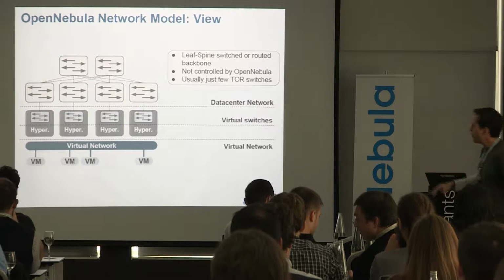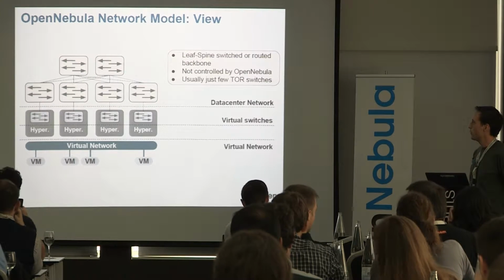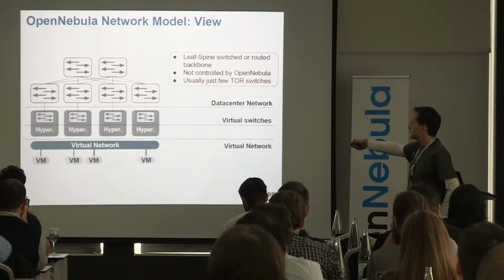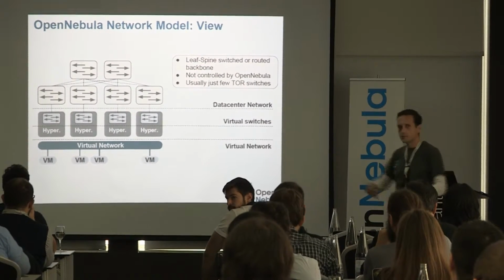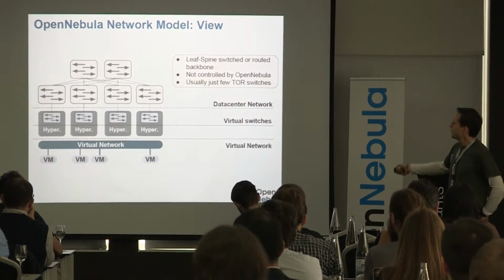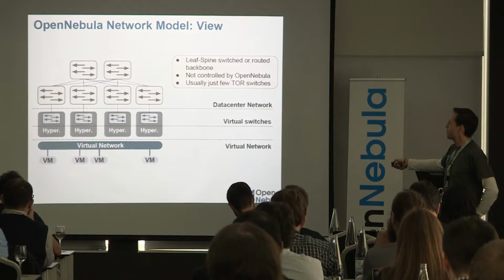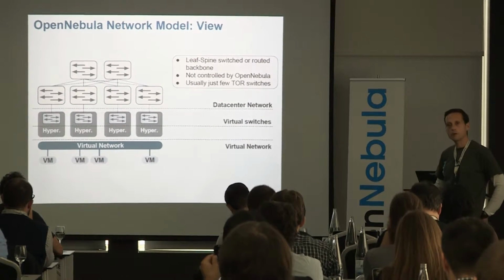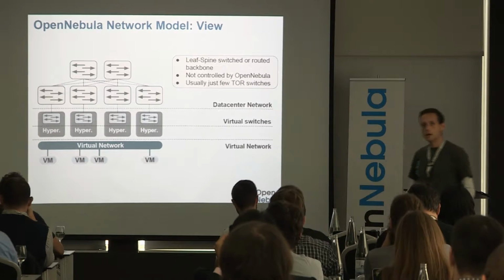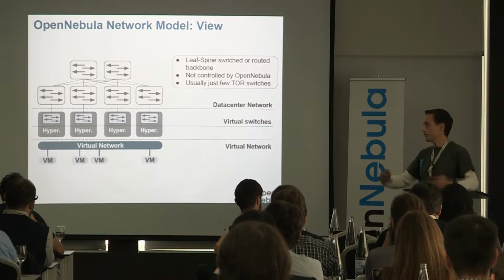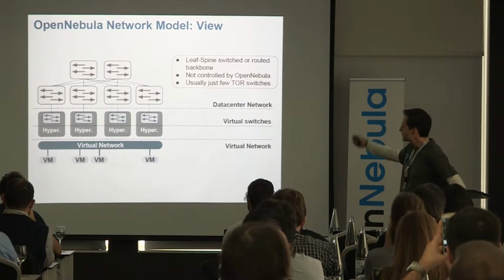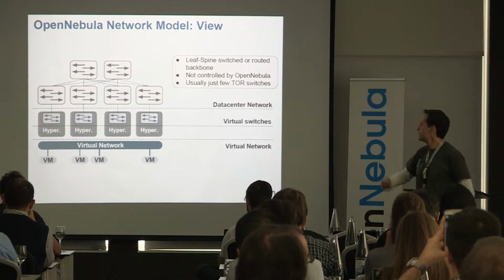This is more or less the high-level overview of the networking model in OpenNebula. We have the data center network backbone, which is usually a leaf-spine combination of switched or routed networks. Usually, these switches or routers are not under the control of OpenNebula. We assume that infrastructure is already in place, and the virtual networks are built on top of that. In our experience, in most deployments this backbone network is usually just a few top-of-rack switches.